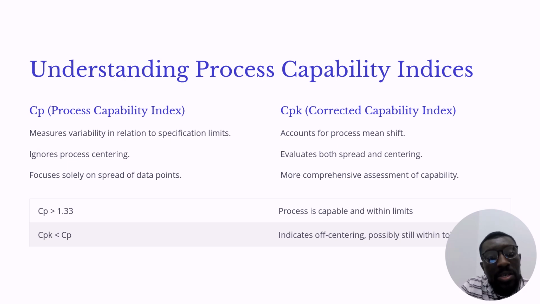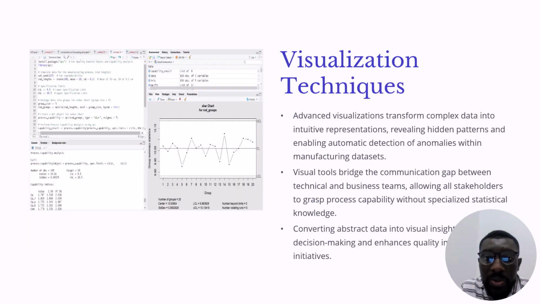So how do we know? Let's say if the Cp is greater than 1.33, that means the process is capable and within limits. And if the Cpk is less than Cp, it indicates that we have an off-centering, possibly still within tolerance. So here we have a visualization of the upper control limit, the center line, and the lower control limit. I use coding to accelerate the process, and that's what the image is all about here.